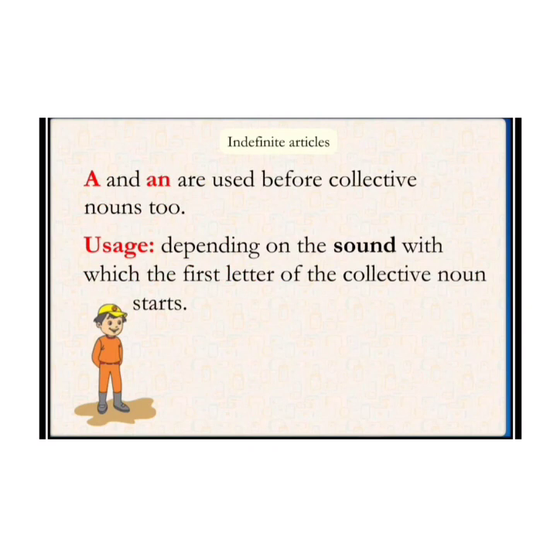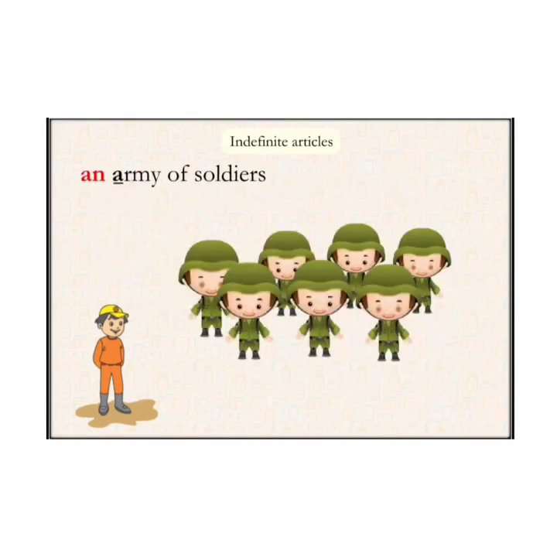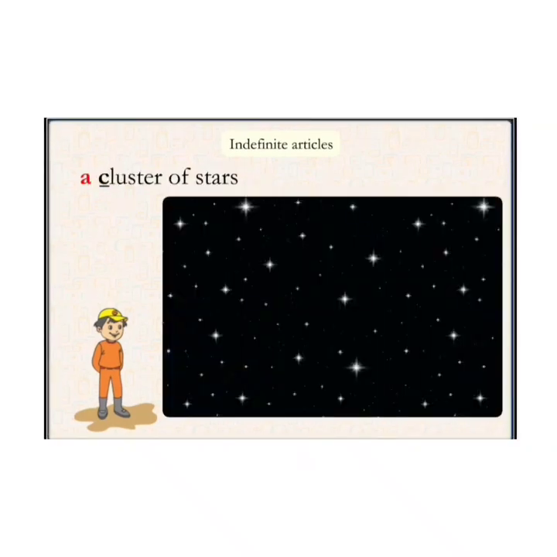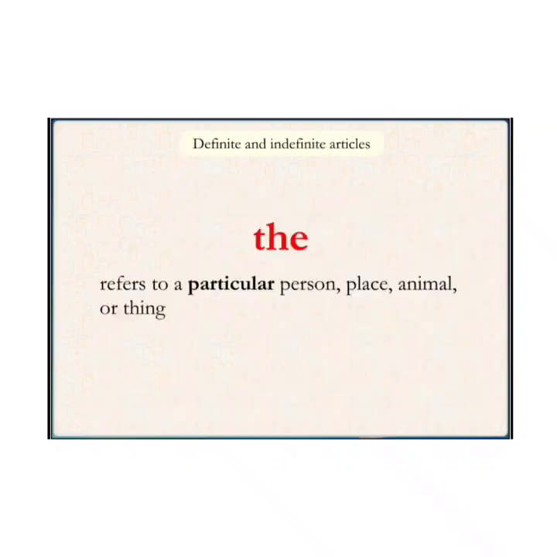A and an are used before collective nouns too. Usage depends on the sound with which the first letter of the collective noun starts. Kids, look at this very carefully. What is this? An army of soldiers, right? The first letter, what is it? It is a vowel, and not only a vowel, it has a vowel sound. So we have used an army of soldiers. Next, a cluster of stars. It's a consonant sound and it's a consonant. So we have used a.